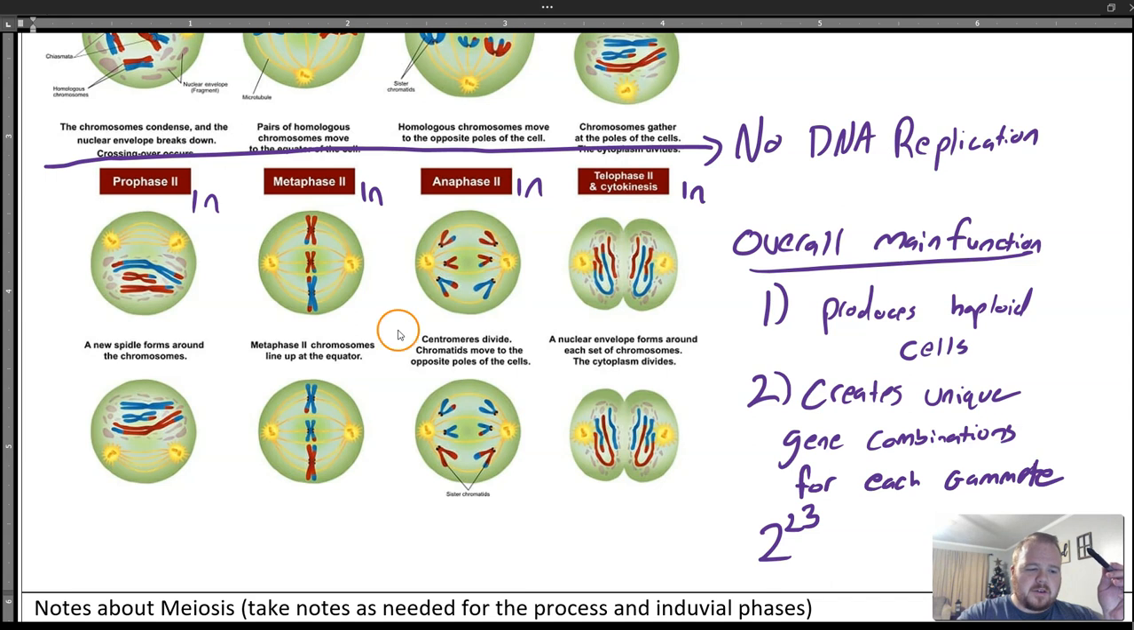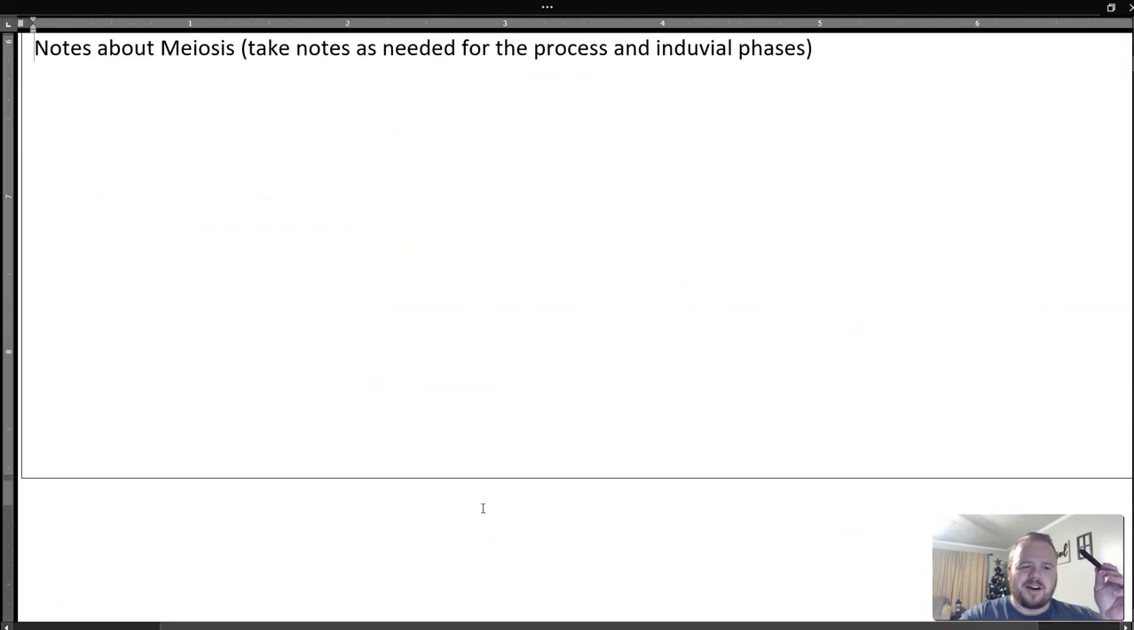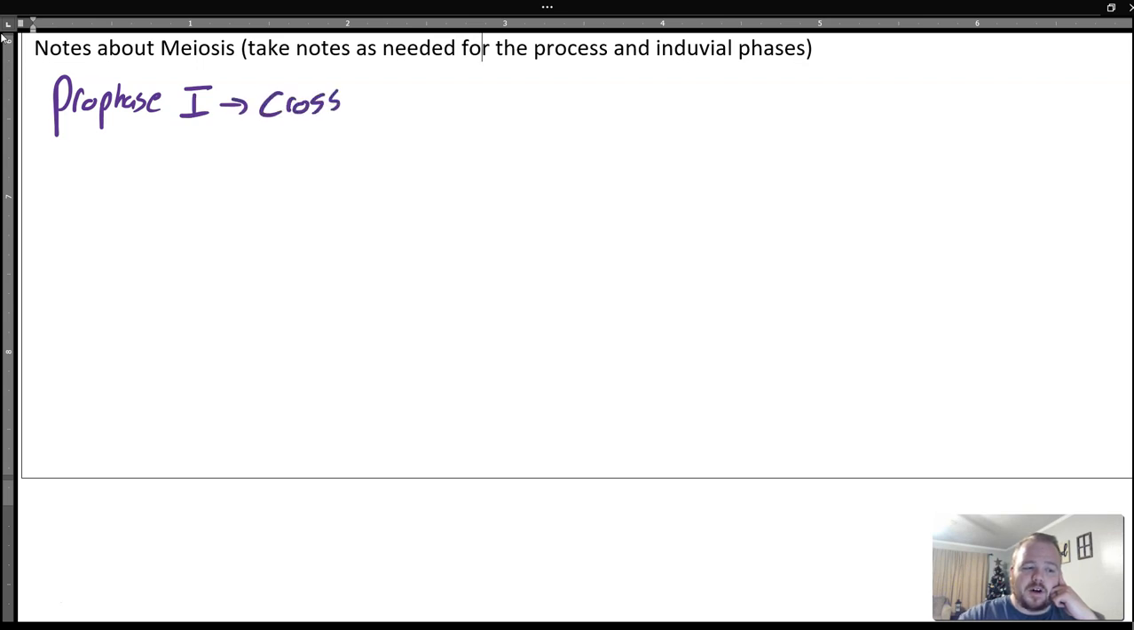Now let's talk about meiosis in specifics. So this was originally designed to be a little bit more of the traditional PowerPoint notes. So that's why it's phrased this way. Let's try something different here. There's a couple key phases that we do need to talk about when it comes to meiosis. First off is Prophase 1. Now Prophase 1 has a very key role: this is where crossing over occurs.